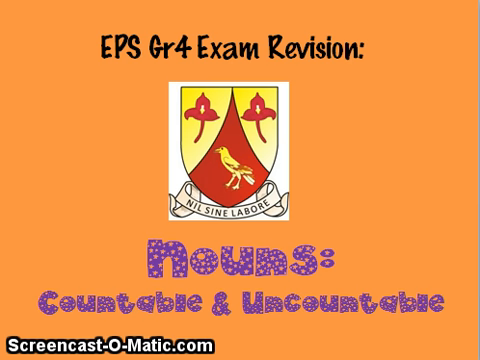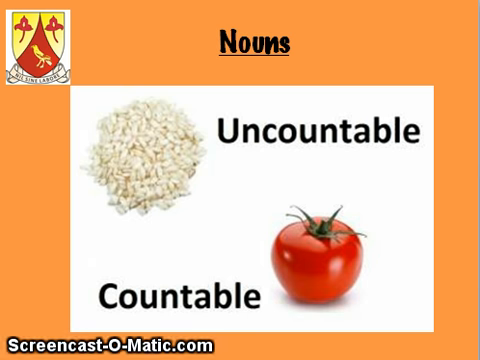They have singular and they have plural. So in my picture I have one tomato, or I can have many tomatoes. You can see that the word changes. Uncountable nouns are things that cannot be counted. They only have a singular form.